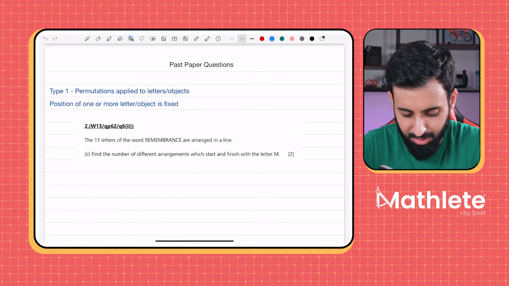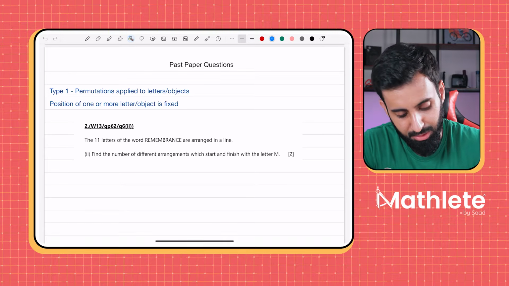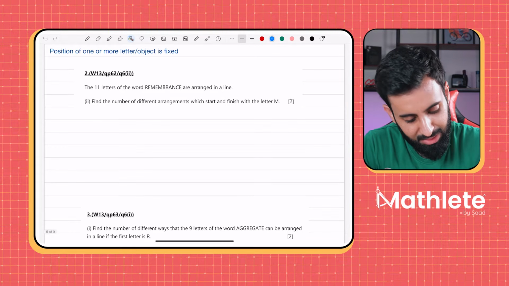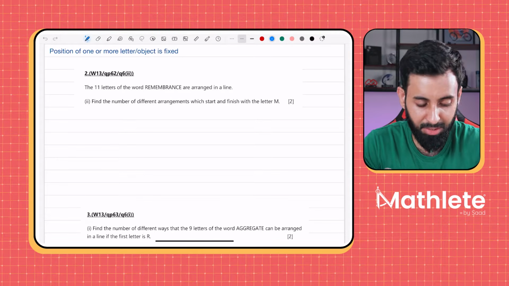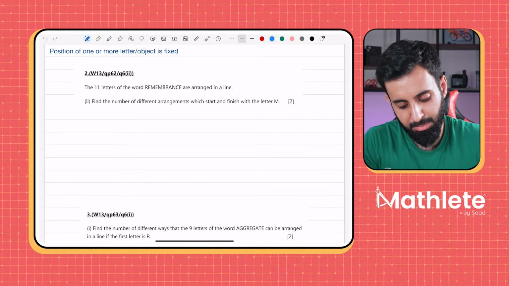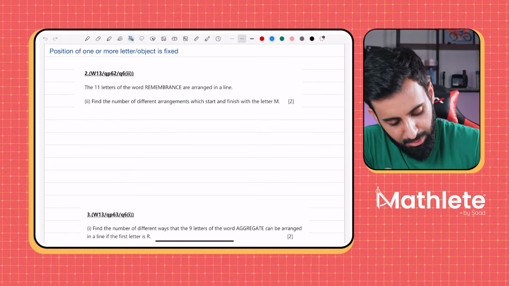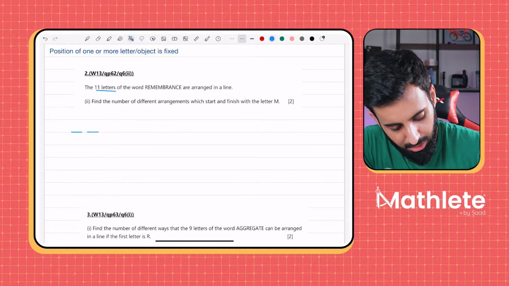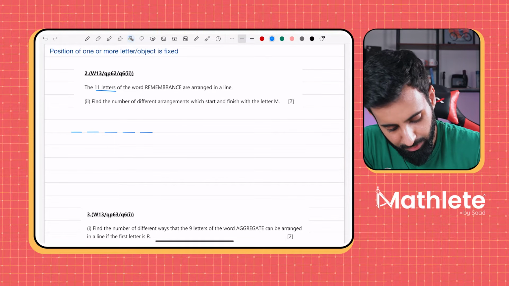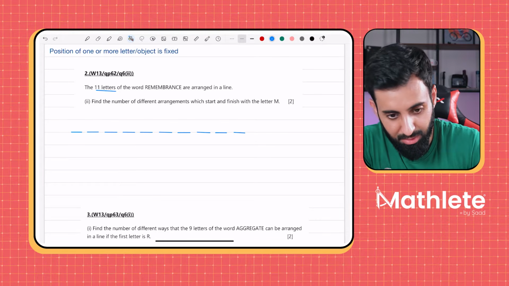So this question right here, as you can see, is from October-November 2013, paper 6, variant 2. It says the 11 letters of the word remembrance are arranged in a line. Find the number of different arrangements which start and finish with the letter M. Okay, so since we're talking about 11 letters, let's make 11 blanks. 1, 2, 3, 4, 5, 6, 7, 8, 9, 10, 11.